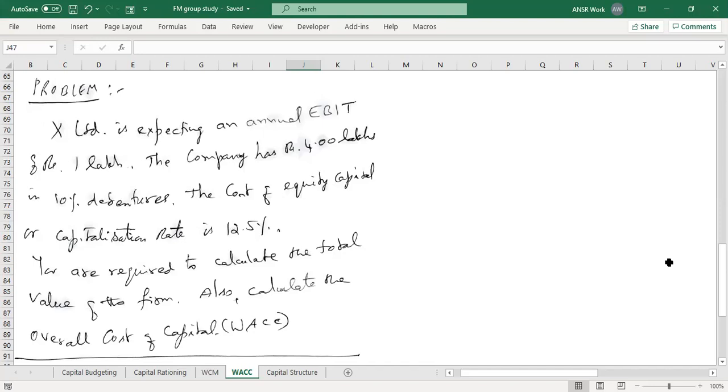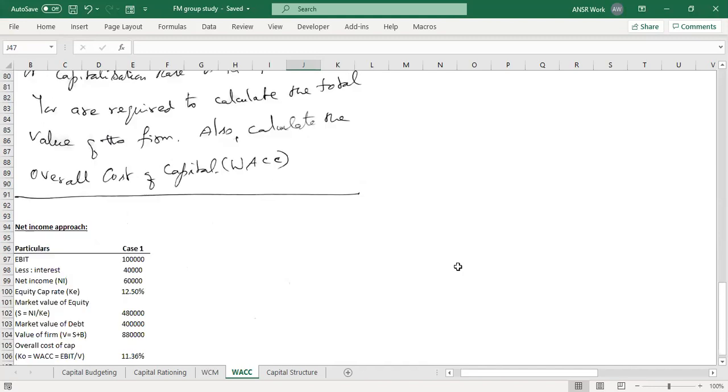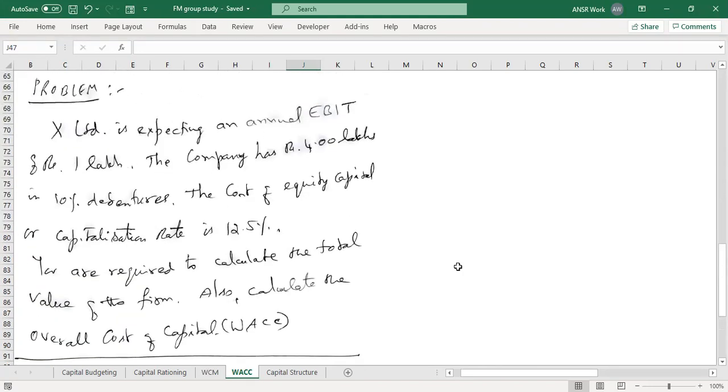Forget about the value of the firm right now. Calculate and tell me what is the WACC. Now, EBIT is... one minute. Can you go up? Yeah, here it is. Company has 4 lakh in 10%.